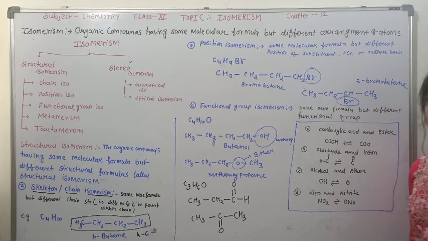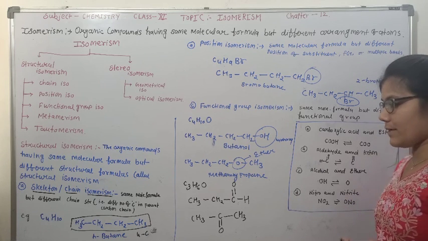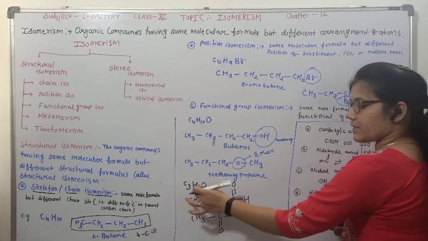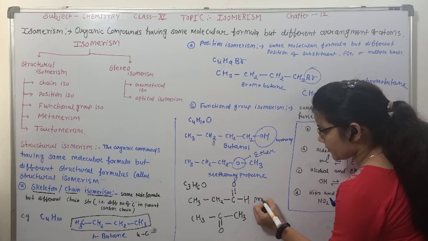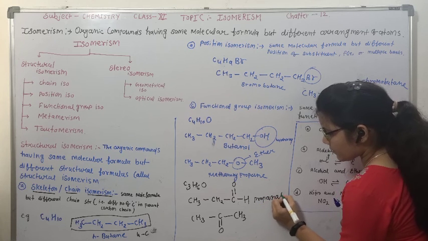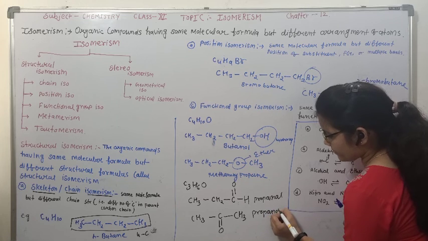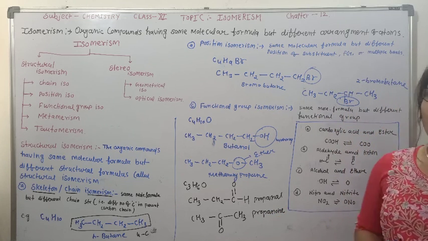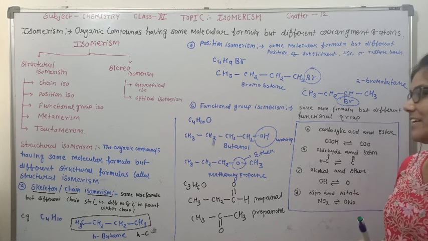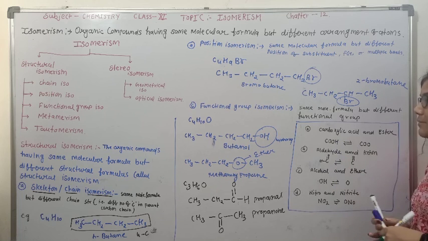this is what? The same molecular formula. Both are having the same molecular formula, that is C3H6O, but this one is propanal and this one is propanone. Okay, so this is called functional group isomerism. Now one trick for how to do functional group isomerism.